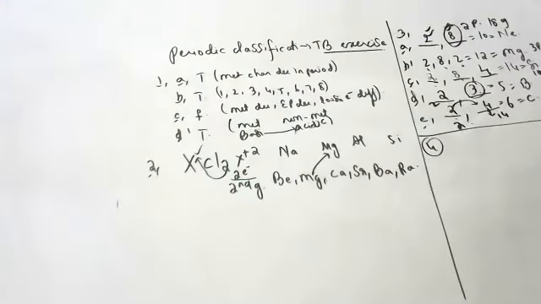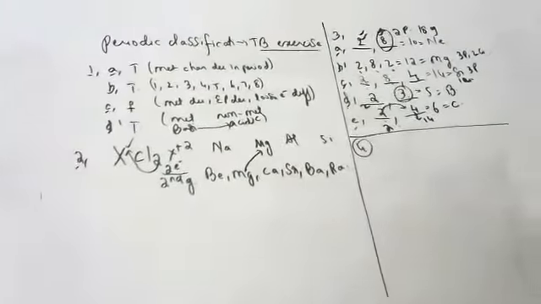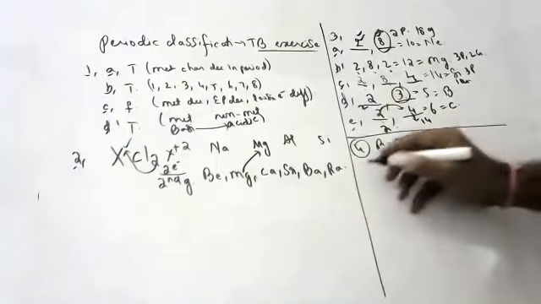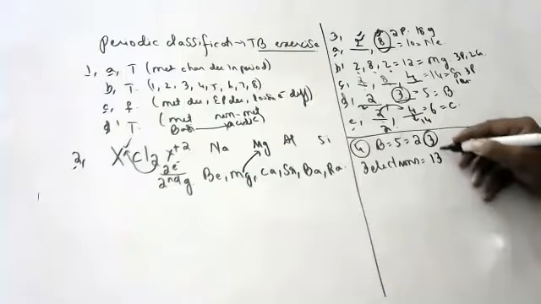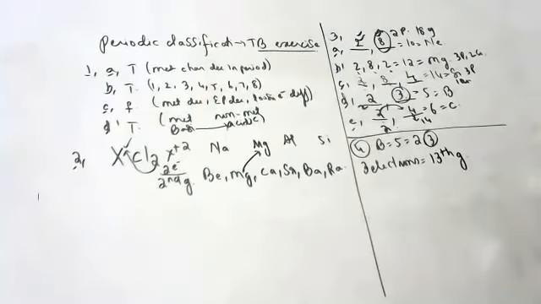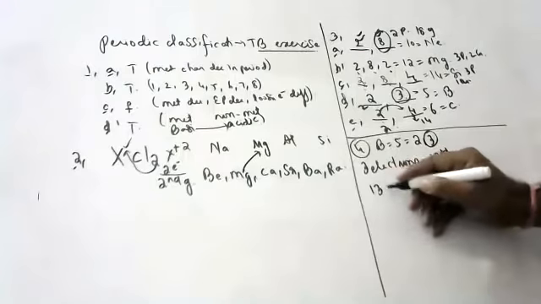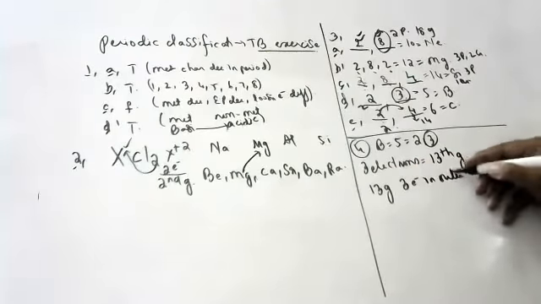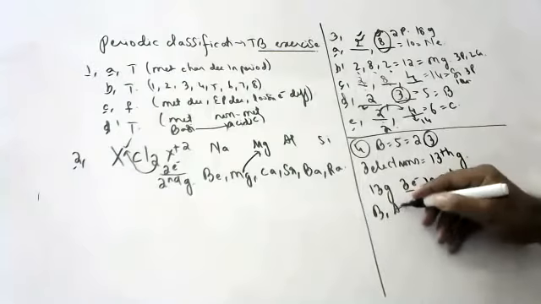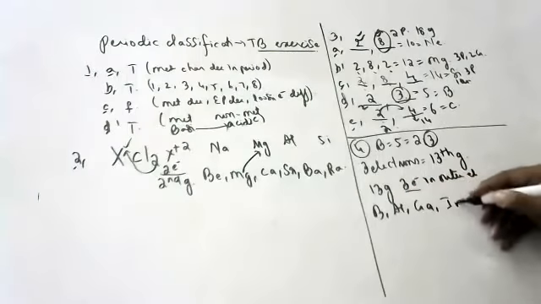What property do all elements in the same column of the periodic table as boron have? Children, boron's atomic number is 5, configuration 2, 3. Outermost electrons: how many are there? 3. So they belong to which group, children? 13th group. 13th group elements will have 3 electrons in the outermost shell. Who are they? Boron, aluminium, gallium, indium, thallium.